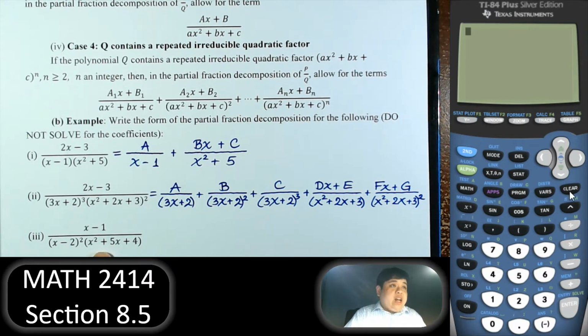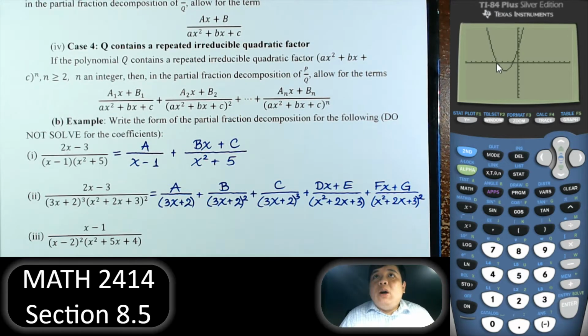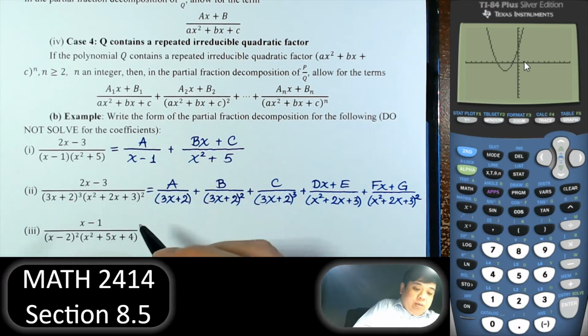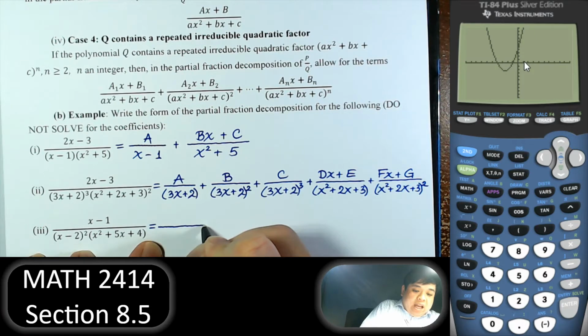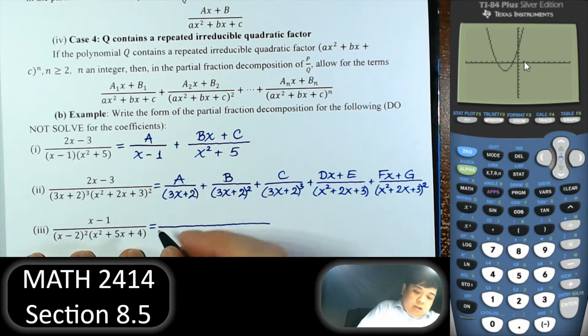Next, x squared plus 5x plus 4. I suspect that can be factored. So we graph x squared plus 5x plus 4, and we see it intersects at -4 and -1. So it can be factored. If it can be factored, we have to factor it first, because all the factors at the bottom have to be irreducible.